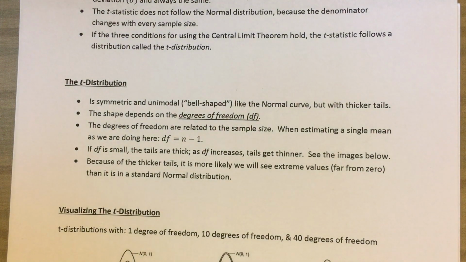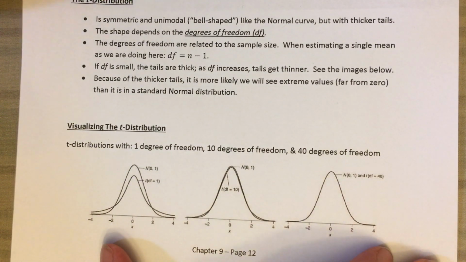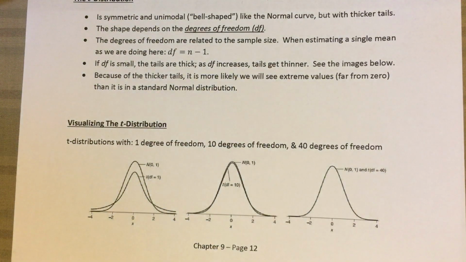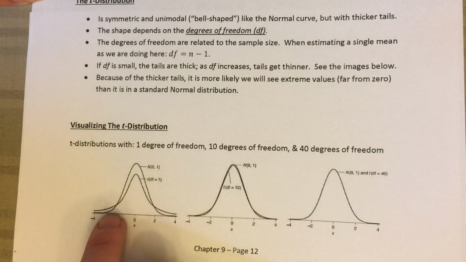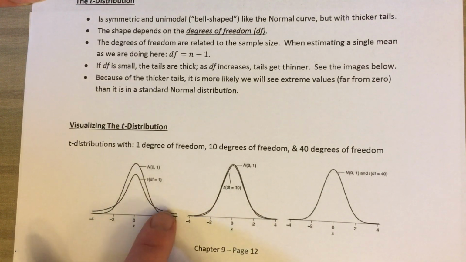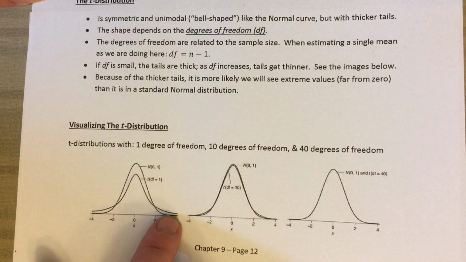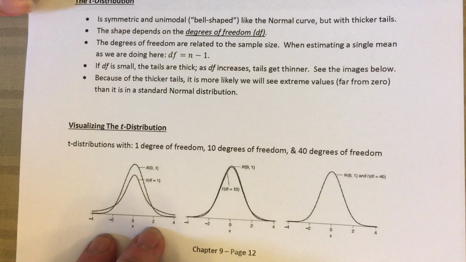Because of the thicker tails, it is more likely we will see extreme values than it is in a normal distribution. So looking at these images at the bottom and summarizing the information on this page, our t distribution is very similar to our z distribution, but not exactly the same. We're not exactly normal. So what we see here is a normal curve, our standard normal curve, and then ones with our degrees of freedom. Notice that the tails, these pieces on the end, are a little bit thicker. Right? So looking at this, a t distribution has slightly thicker tails than a normal z distribution does.